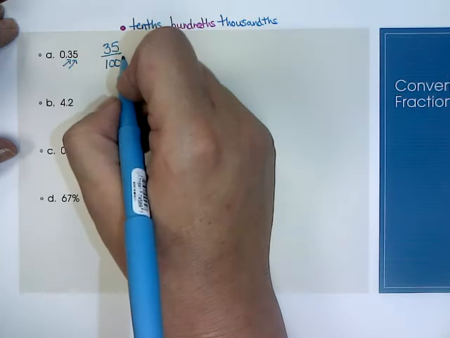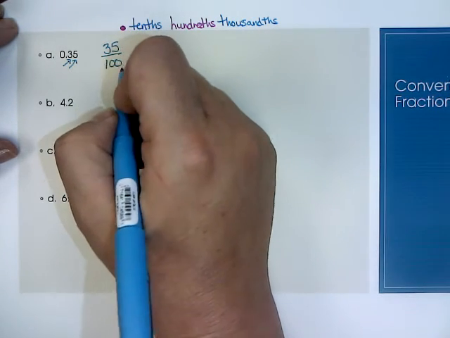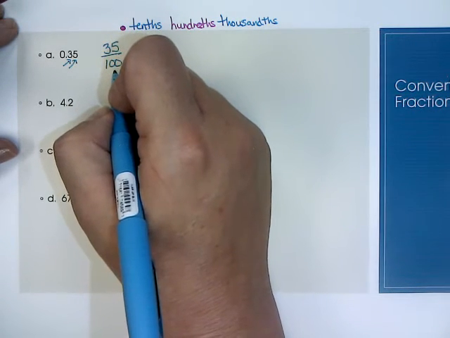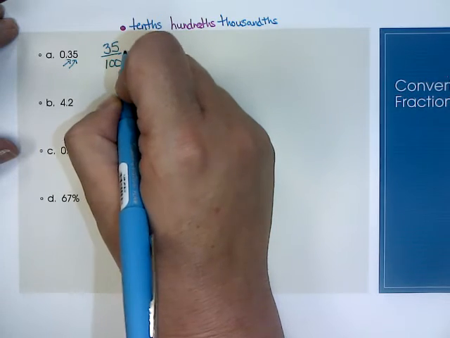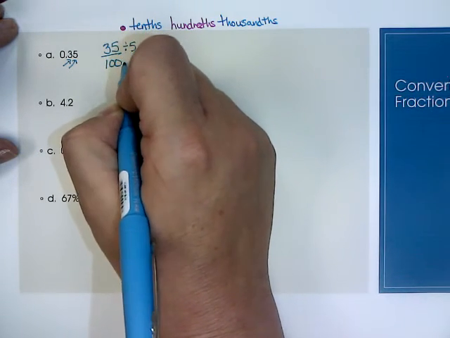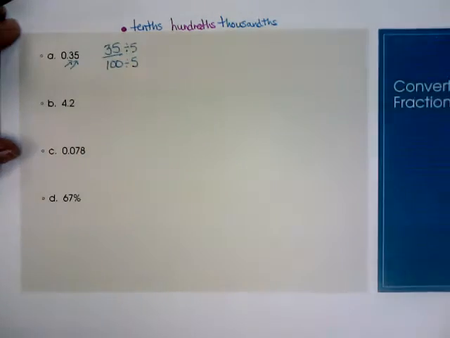Don't forget though, when you're doing these, you got to make sure that that number is in lowest terms. Simplify it. And I can do that by knowing that the top can be divided by 5 and the bottom can be divided by 5.